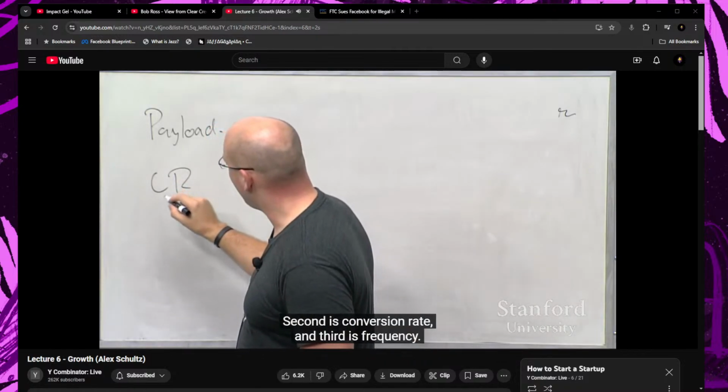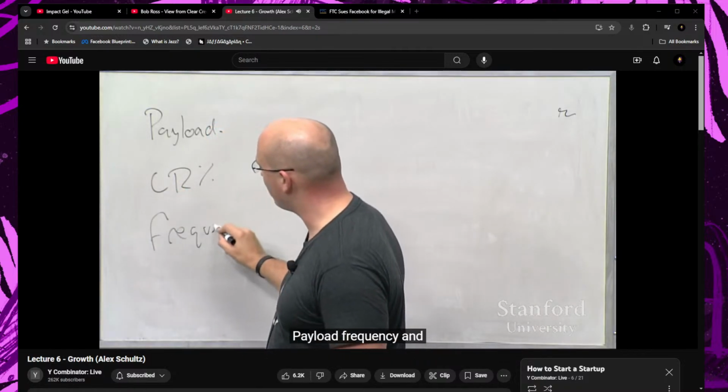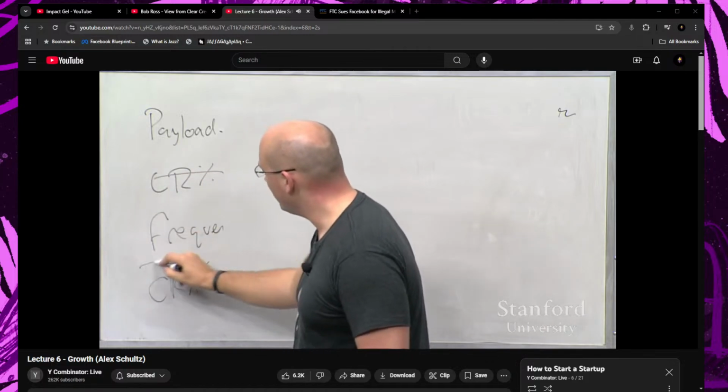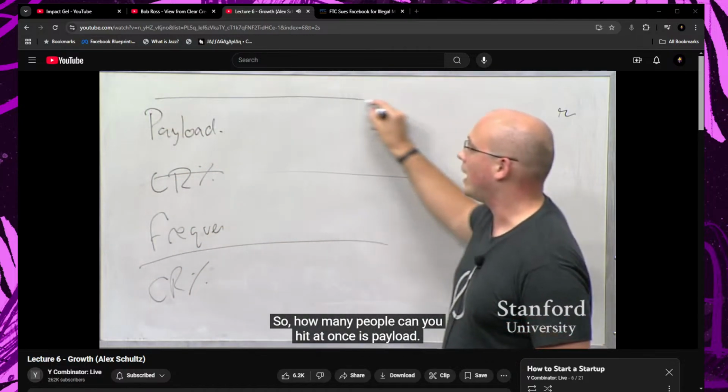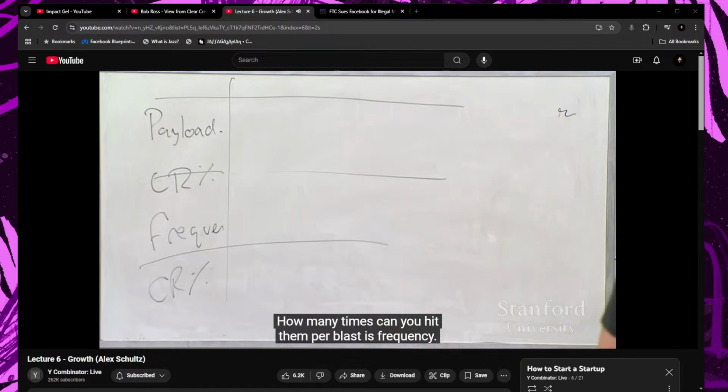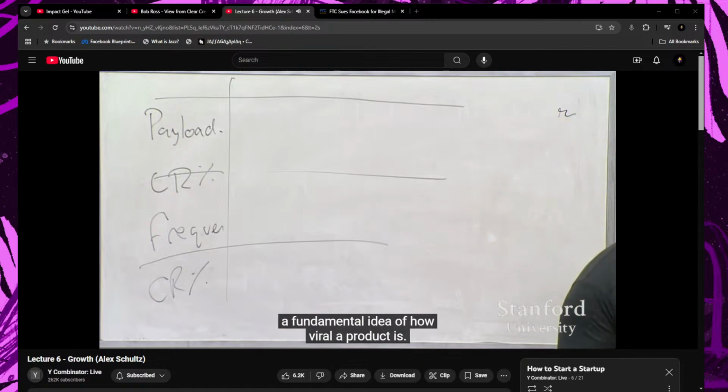Second is conversion rate, and third is frequency. Payload, frequency, and conversion rate, whatever, that order. So how many people can you hit at once is payload. How many times can you hit them per blast is frequency. And what are they going to convert at? And that gives you a fundamental idea of how viral a product is.